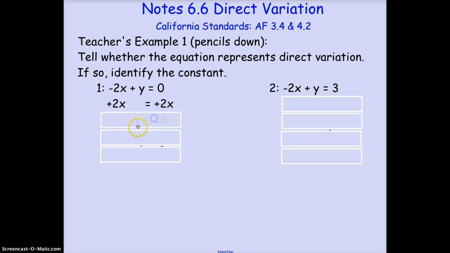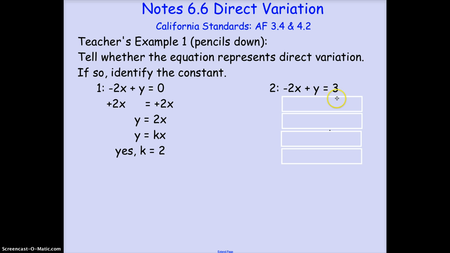0 plus 2x is simply 2x. And now I want to see if it matches up with my formula y equals kx. And in fact, it does. So yes, it does represent direct variation. And the number that's in the k spot, the constant or the slope, is 2. So my answer would be yes, and k equals 2.